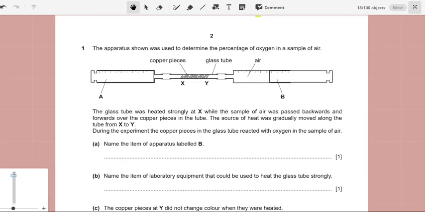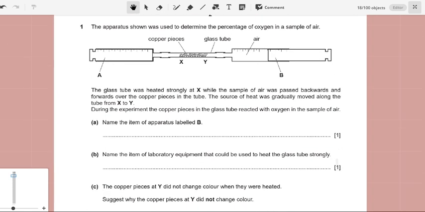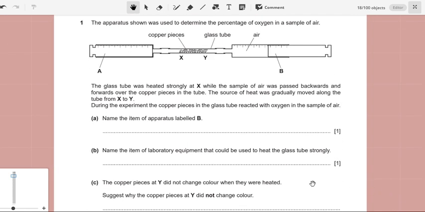Let's go. The first is: the apparatus shown was used to determine the percentage of oxygen in a sample of air. So here you can see the apparatus that is shown. The glass tube was heated strongly at X, while the sample of air was passed backward and forward over the copper pieces in the tube. The source of heat was gradually moved along the tube from X to Y. During the experiment, the copper pieces in the glass tube react with the oxygen in the sample of air. Name the item of apparatus labeled as B.